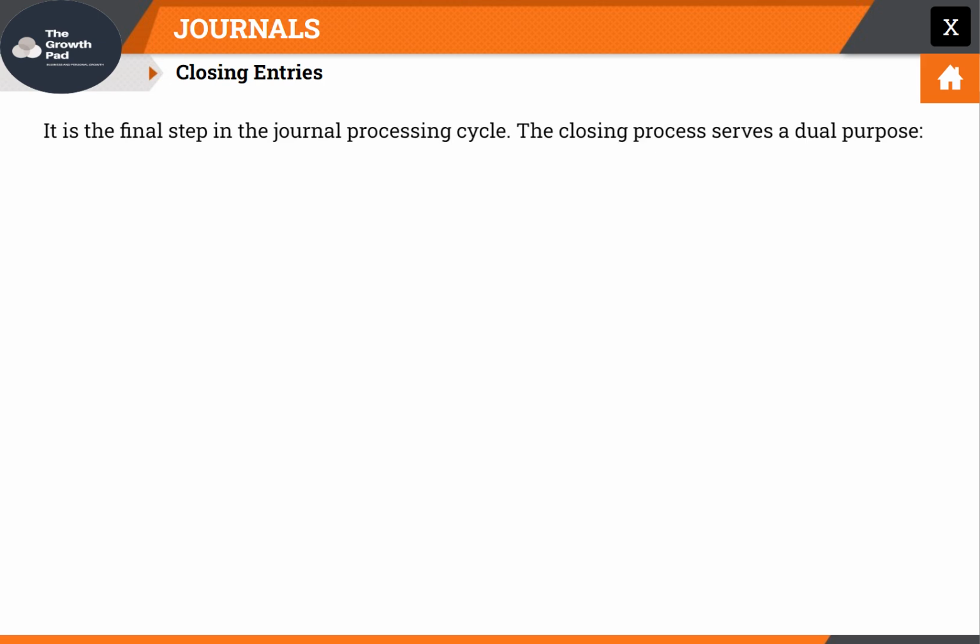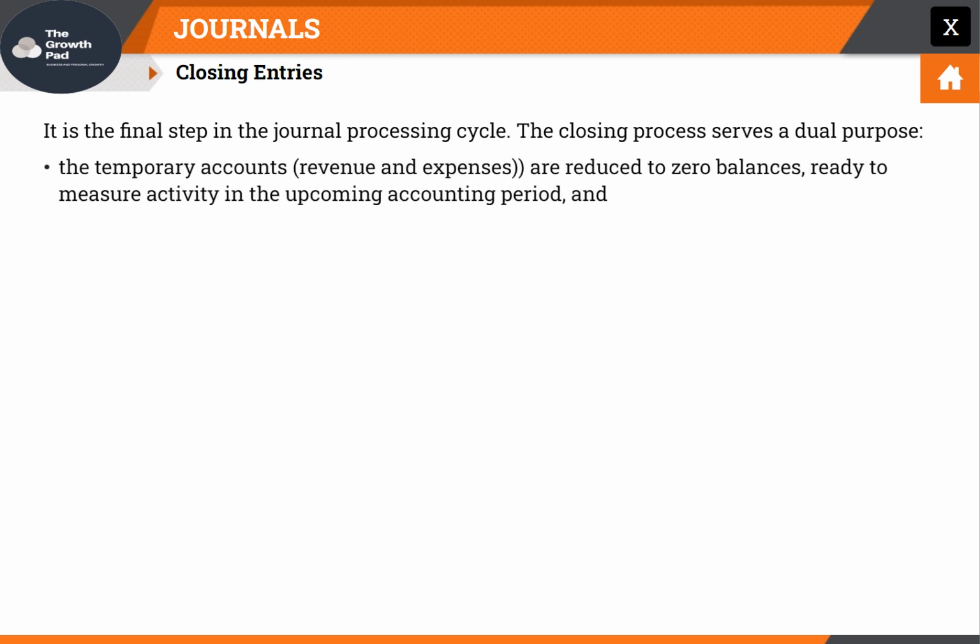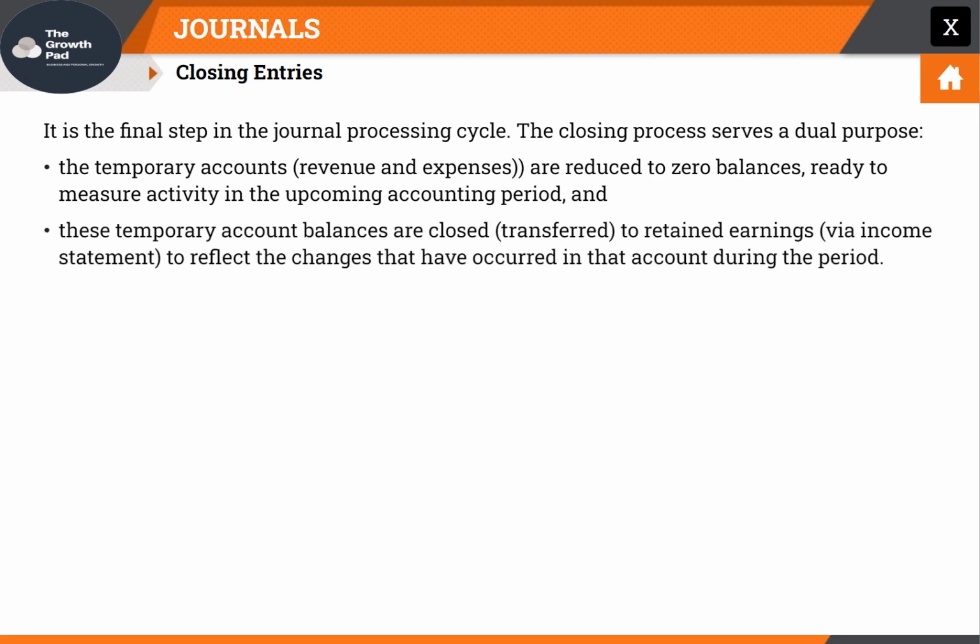It is the final step in the journal processing cycle. The closing process serves a dual purpose. The temporary accounts, revenue and expenses, are reduced to zero balances, ready to measure activity in the upcoming accounting period. And these temporary account balances are closed, transferred, to retained earnings, via income statement, to reflect the changes that have occurred in that account during the period.